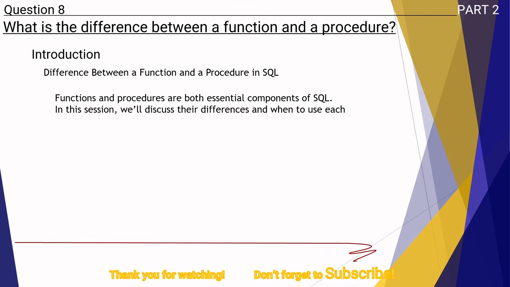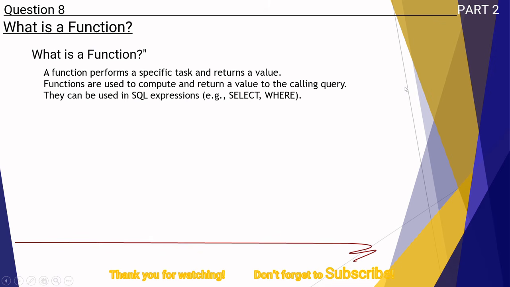Welcome to this question. In this, we will explore the key differences between a function and a procedure in SQL. These two are both used for executing a set of SQL statements, but they have distinct characteristics. Let us dive in. A function in SQL is designed to perform a specific task and return a value.